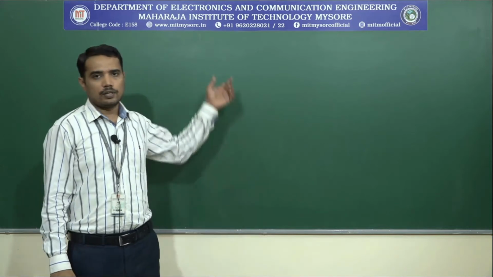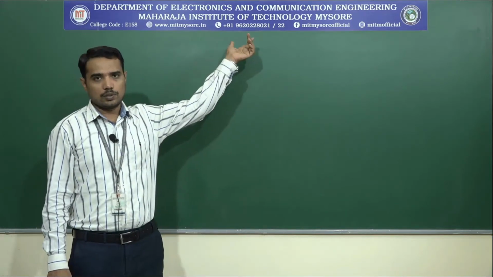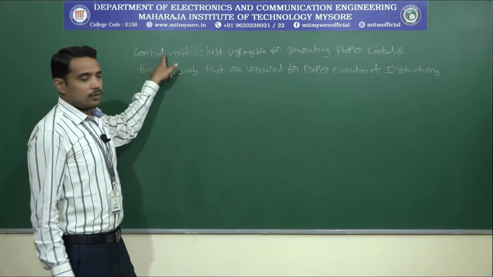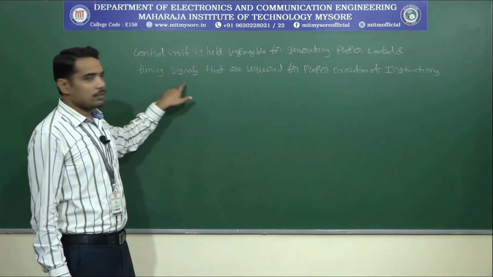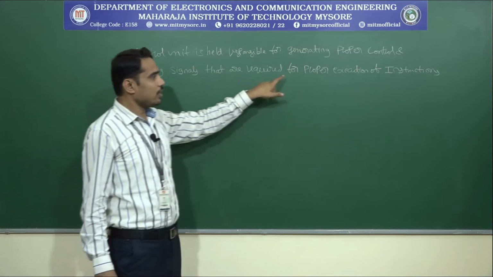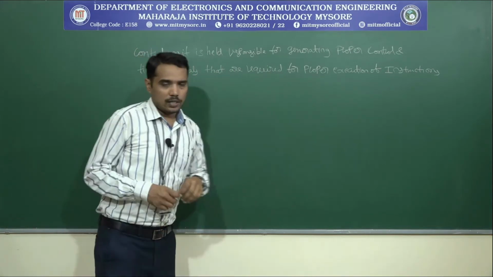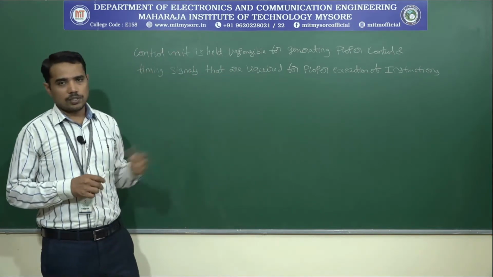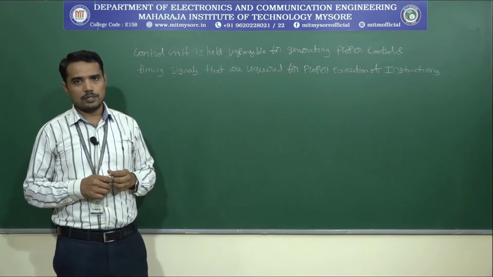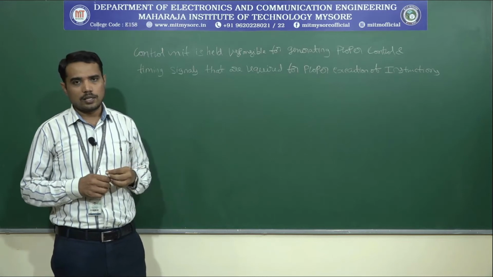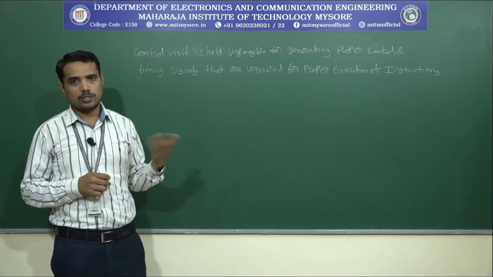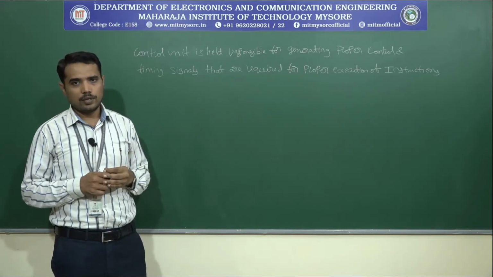Now let us define what the control unit is going to provide. The control unit is held responsible for generating proper control and timing signals that are required for proper execution of instructions. As we have seen in the last case, that is with respect to the subroutine, how the return address is stored in case of microprocessor and how the return address is stored in case of DSP.